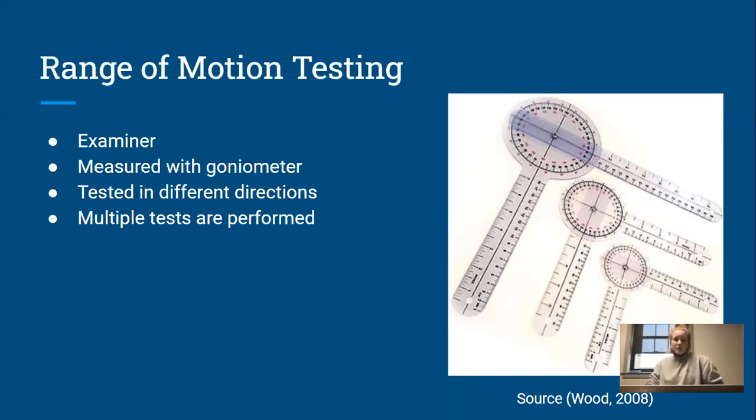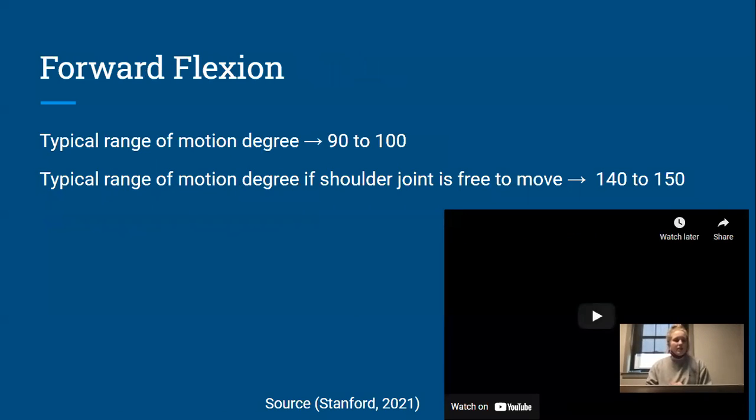In order to see the shoulder's range of motion, there's testing that can be performed, and it will be measured by the use of a goniometer pictured to the right. There will be an examiner performing the testing. It will be tested in many different directions, and multiple tests are to be performed, because if one specific direction is painful or lacking mobility, it could signify a tear or an impingement in the shoulder.